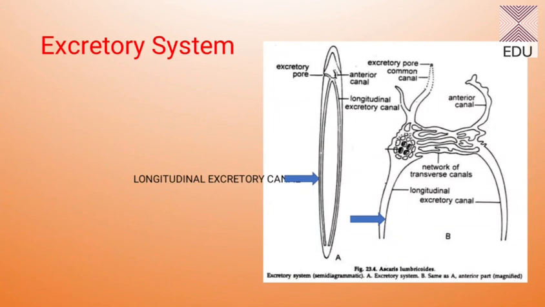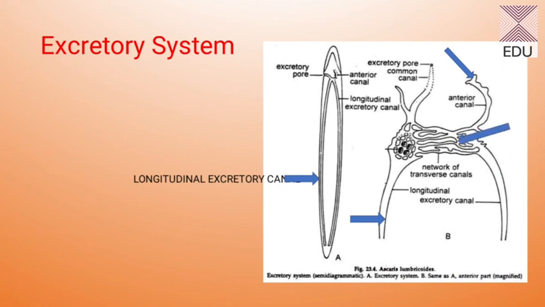If you see the next part, this is the anterior canal. So we have two anterior canals. This is the first and we have a second on the left side. That's why it is H-shaped. This anterior canal is somewhat smaller. It is rudimentary, very small as compared to the posterior longitudinal excretory canals.